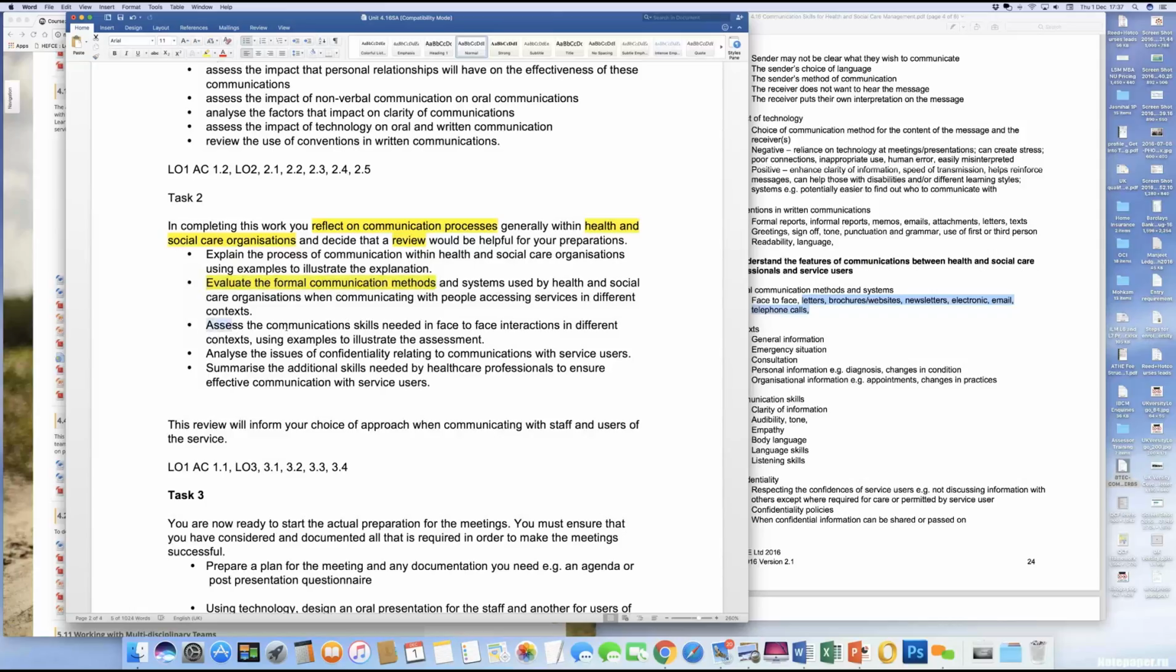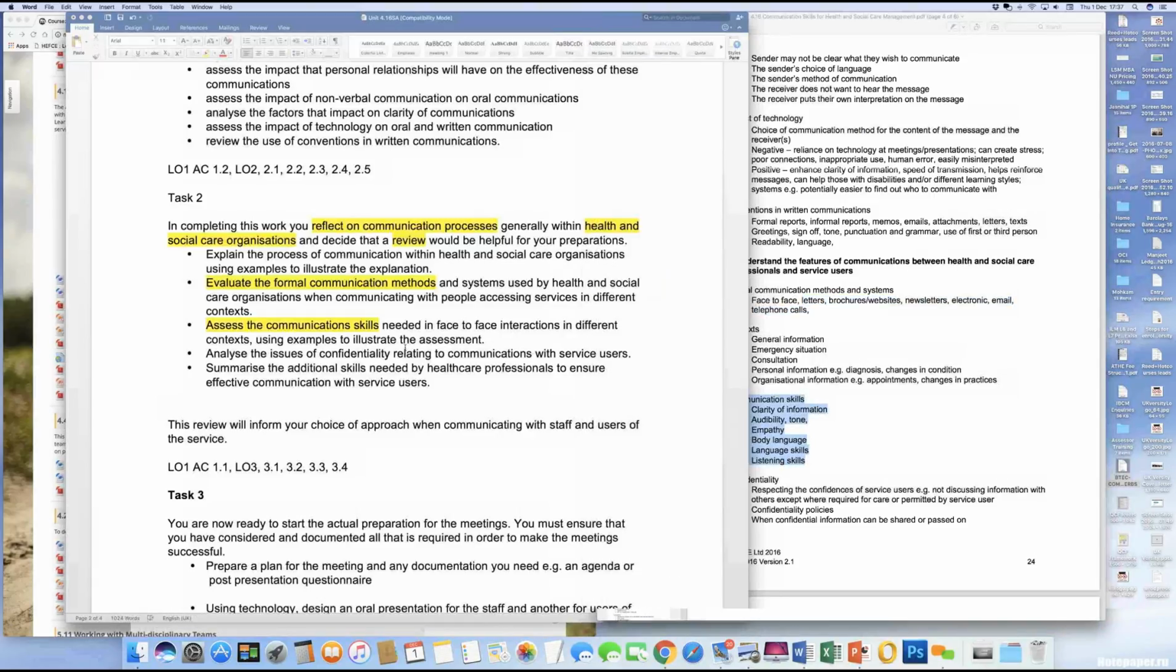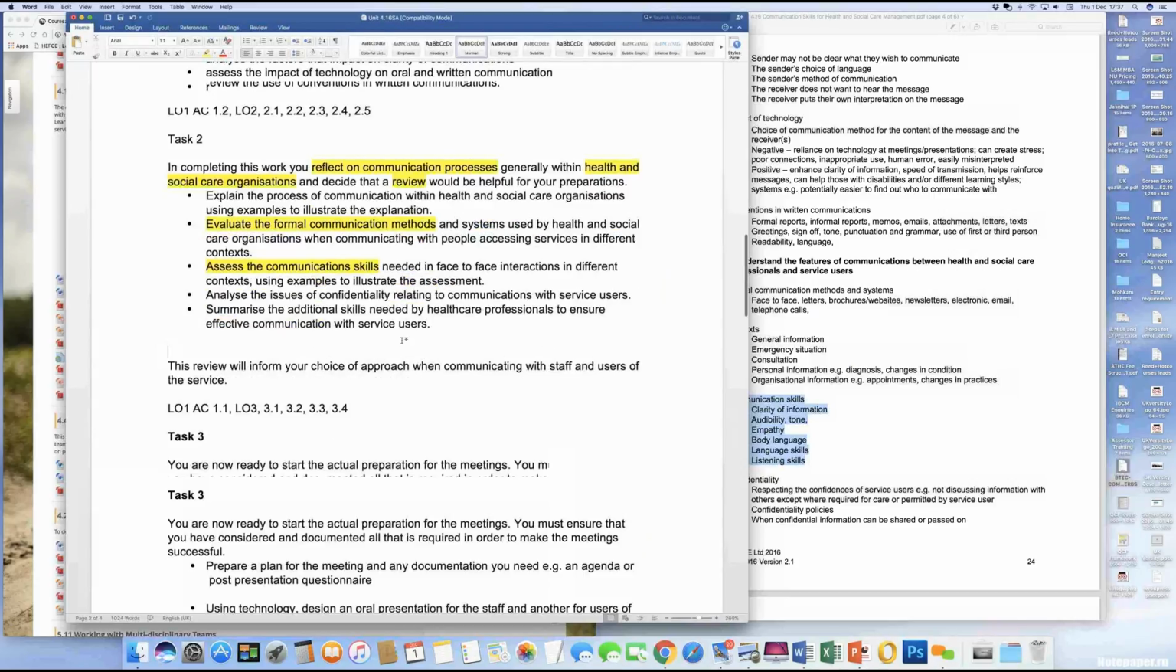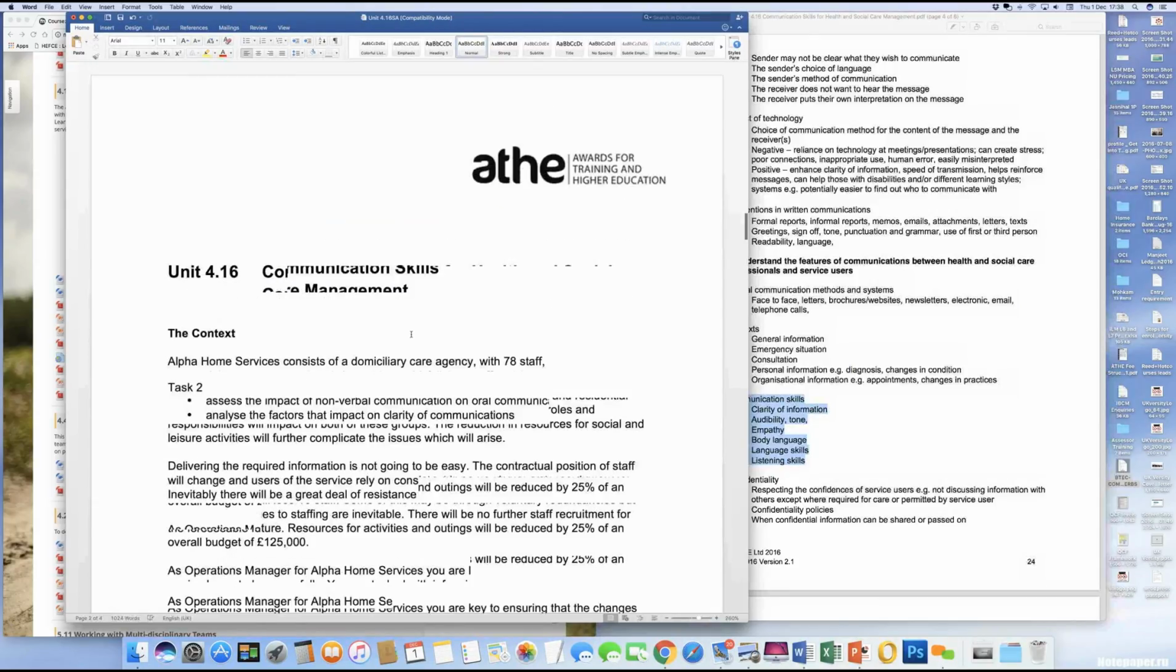So it says assess the communication skills. This is the most important bit. Here I'm asking you in this task to write about the communication skills. What are communication skills? The communication that is discussed is going to be coming here. Are you comfortable with what I've explained? Yeah, I'm comfortable with what you've explained.